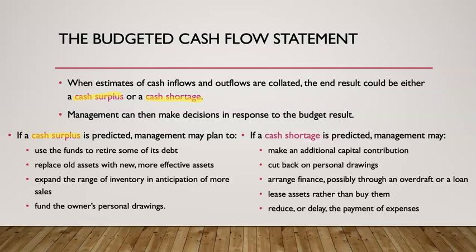If we have a cash shortage, this is a potential issue. And this is where the budget is more powerful because we can start to make some decisions before it actually happens, maybe even fix this so we don't have this cash shortage. How do we fix it? We might make an additional capital contribution. We might cut back on drawings, arrange finance, so get a loan. We could lease assets rather than buy them, or we could reduce or delay the payment of expenses. But knowing this prediction in advance allows us to make decisions.